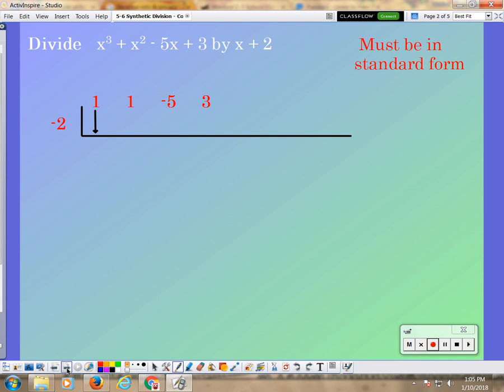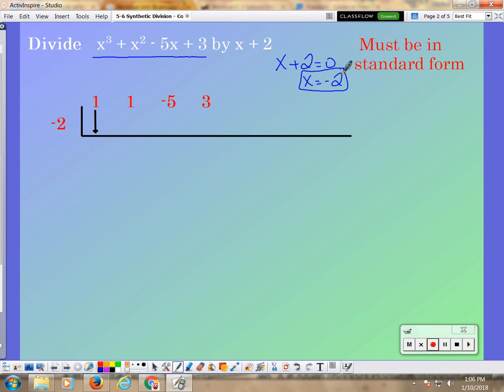Well, as you've copied this down, as I've been babbling at you, hopefully you've noticed that the 1, the -5, and the 3, so this whole top row, is the coefficients from this expression up above. Where the -2 out here on the outside came from is from taking x plus 2 and setting it equal to 0 and solving it. So this is the -2 that's on the outside. Now how does this all work?